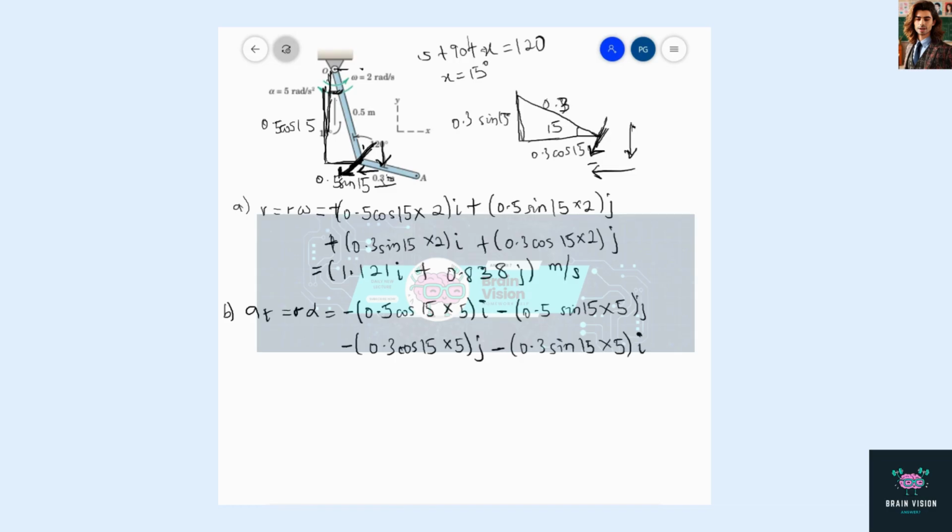Alright, so we can see that it's basically the same thing as the velocity, just with this value changed, and the signs changed also because it's in opposite directions. The velocity was in this direction, acceleration is this direction.